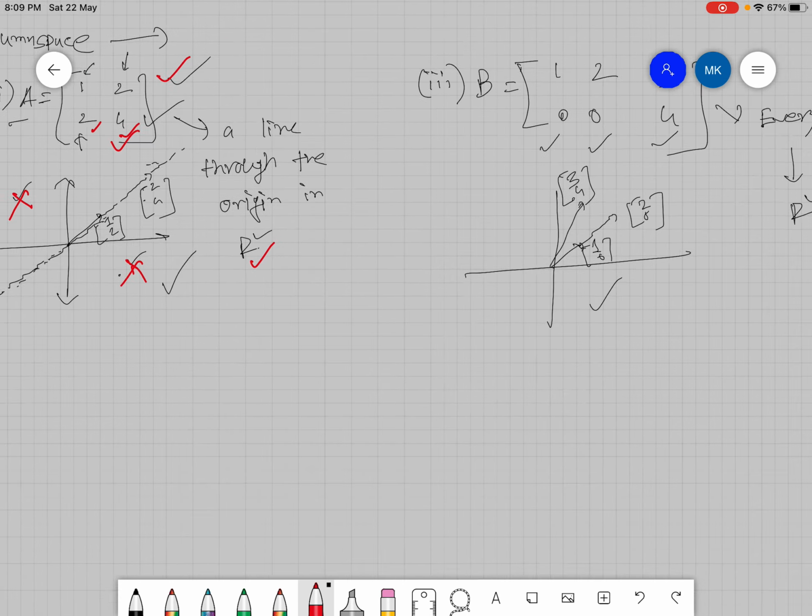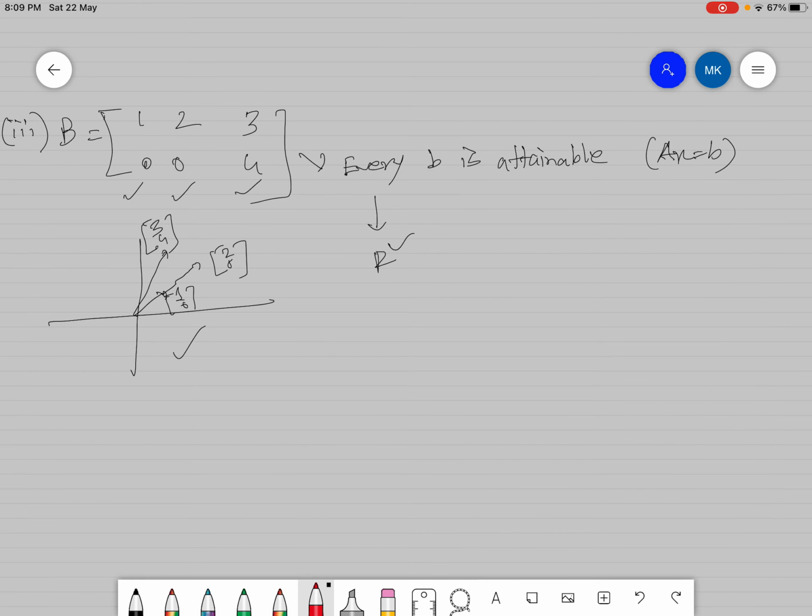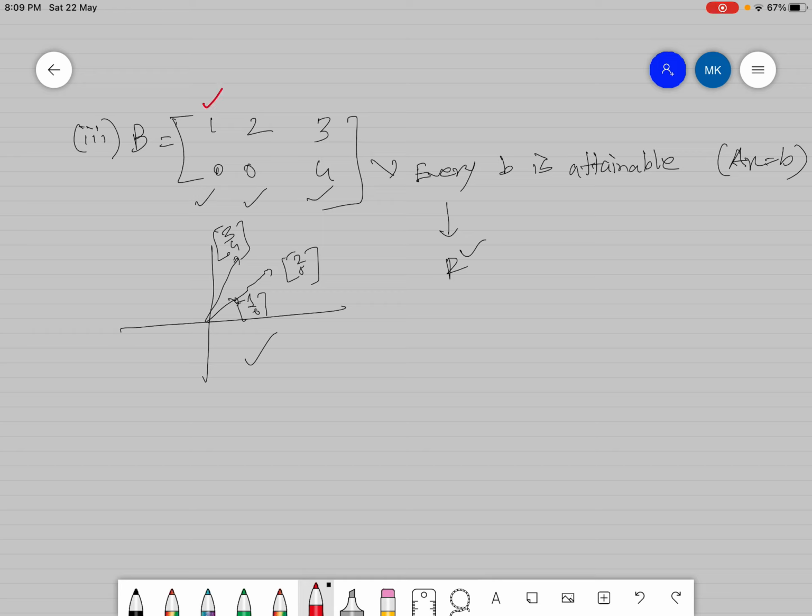So this is just a line through the origin, and here we have two independent columns, suppose this one and this one, or this one and this one. So n independent columns are enough to fill a whole vector space of n dimension. That's why we could fill the whole vector space of R2.